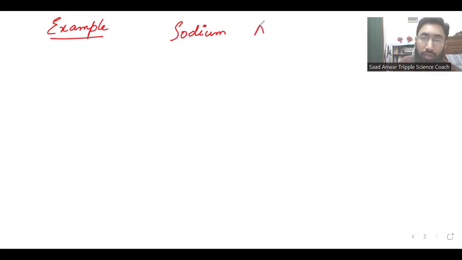The symbol of sodium is Na and its atomic number is 11. So would anybody among you like to share how many electrons a sodium atom has? How many electrons does a sodium atom have?